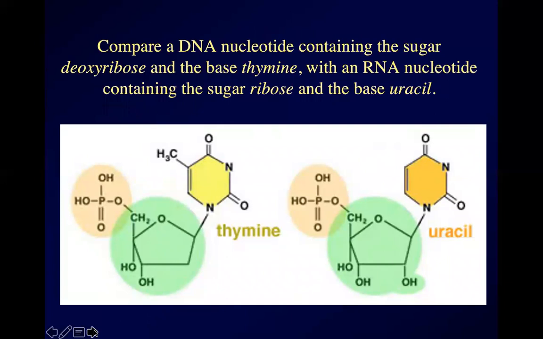Okay. On the left, that's a DNA nucleotide. This contains the sugar deoxyribose in green, and in yellow, the base thymine. There's an RNA nucleotide on the right, and you'll notice, first of all, there's an extra oxygen right here. That OH right there is an oxygen with a hydrogen stuck to it.